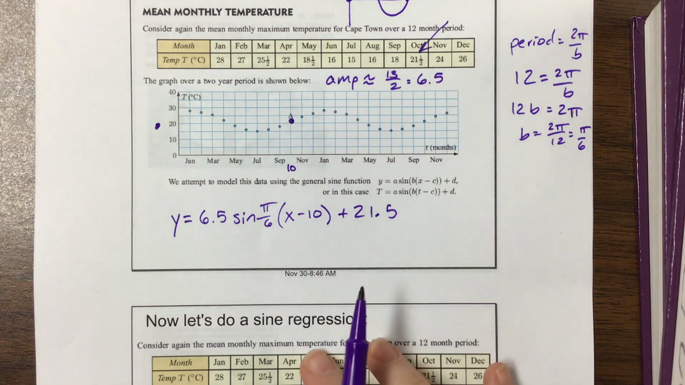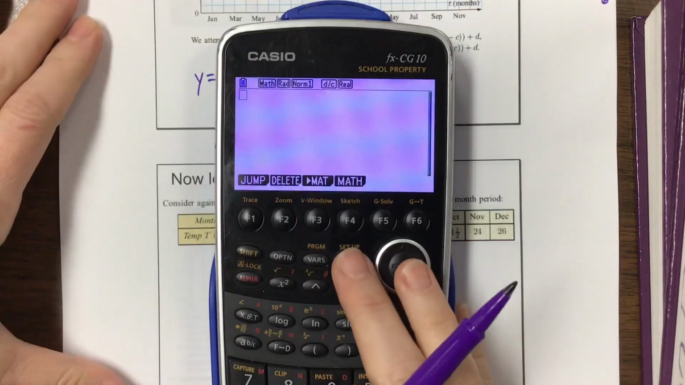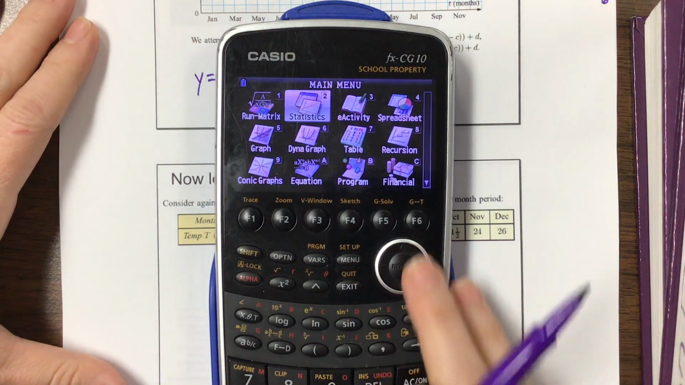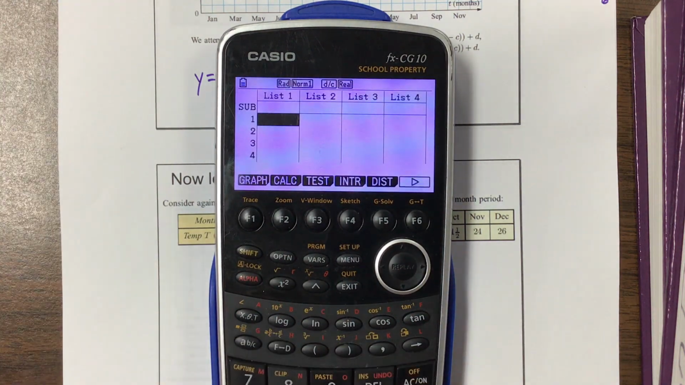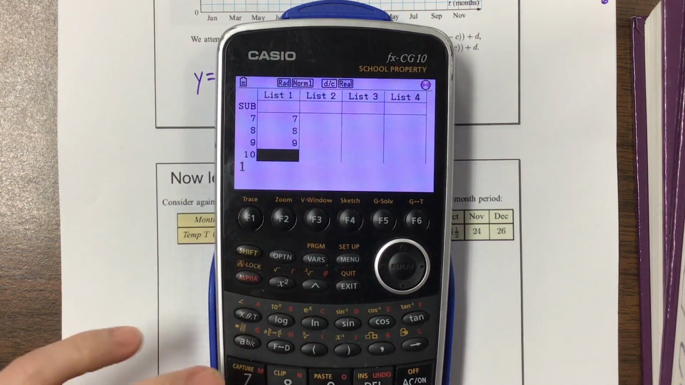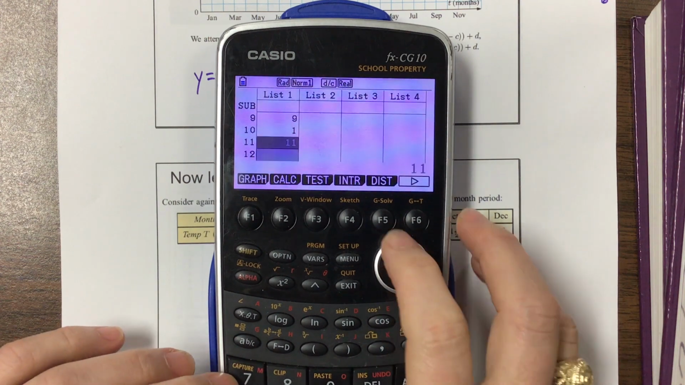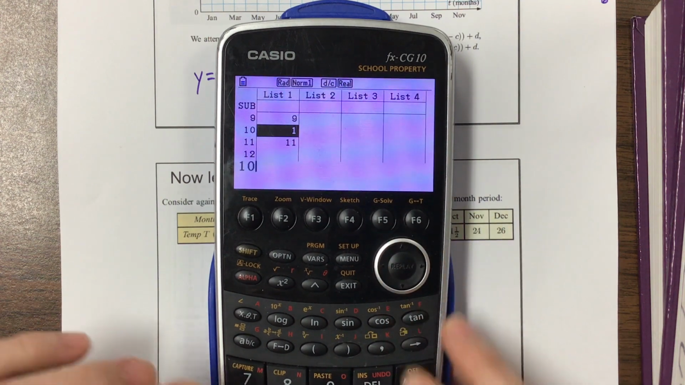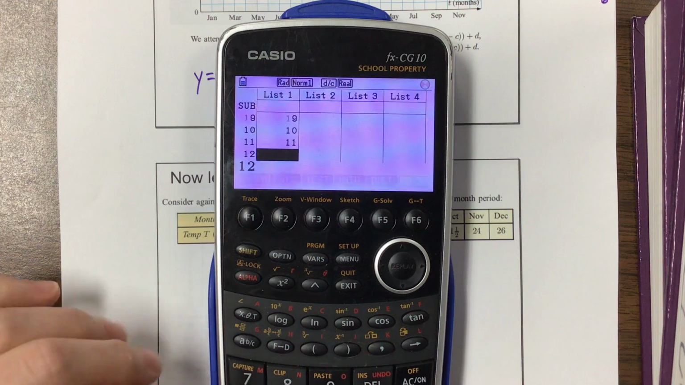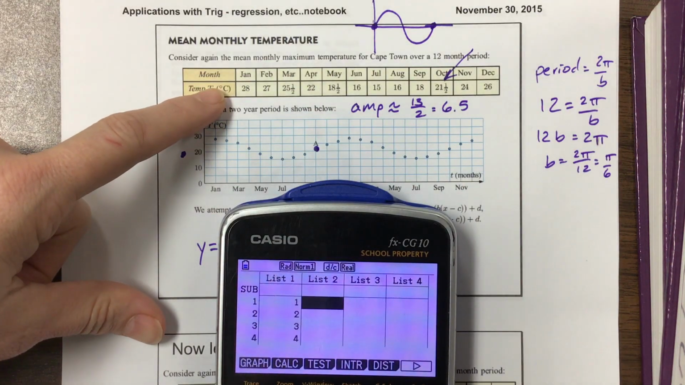Now we're going to grab our calculator, and I'm going to come into menu and go over into statistics. Our months are 1, 2, 3, 4, 5, 6, 7, 8, 9, 10. Oh, my bad, I was going too fast. 11 is this one. Let me come back and get that to be 10. I was having so much fun. 12. That's going to represent our months, because we're doing January through December, so 12 months.